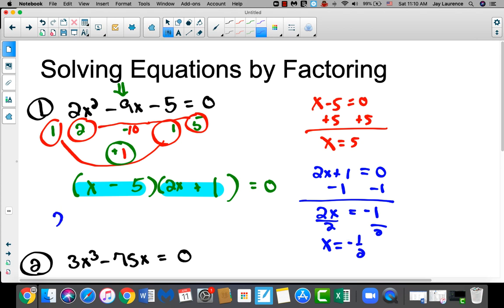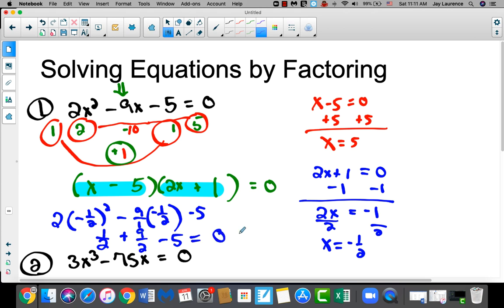And watch, I'm gonna do the same thing. I'm gonna go 2 times negative 1/2 squared minus 9 times, and that's a negative 1/2, minus 5, right? Okay, well, 1/2 times 1/2 is a fourth, it'll be a positive. 2 times a fourth is positive 1/2. A negative times a negative is a positive, and that'll be 9/2, and then minus 5. Well, what's 1/2 plus 9/2? 10/2, or 5. 5 minus 5, ding, ding, ding, 0. My two solutions are x equals negative 1/2 or positive 5.